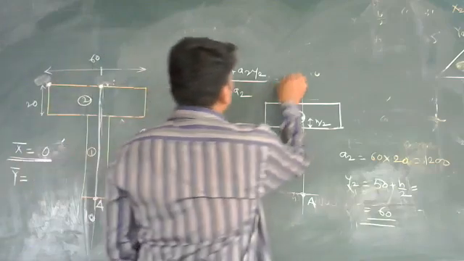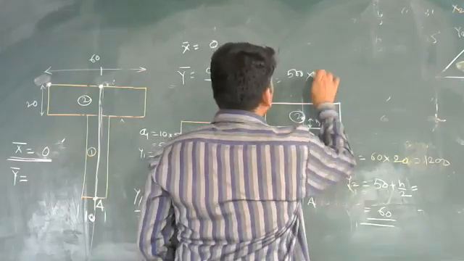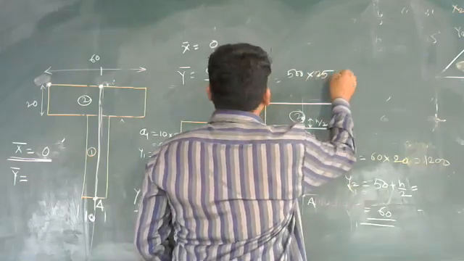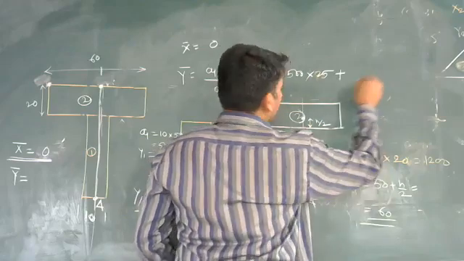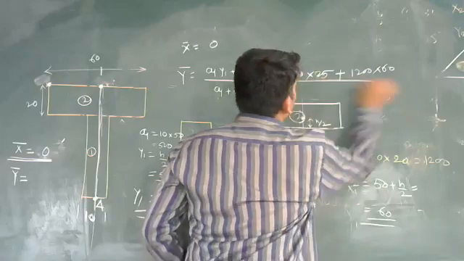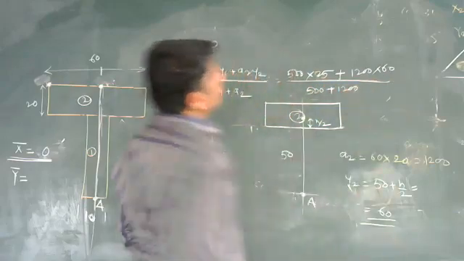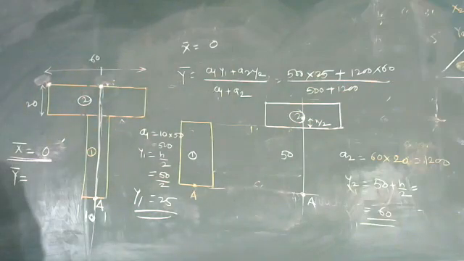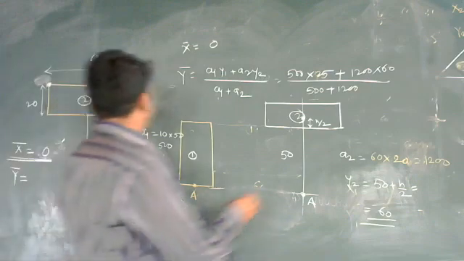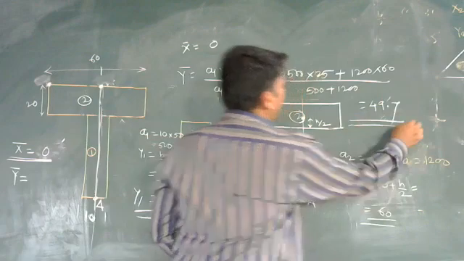A1 is 500 into y1 is 25 plus A2 is 1200 into 60 divided by 500 plus 1200. It's 49.7, sir. Correct. 49.7.